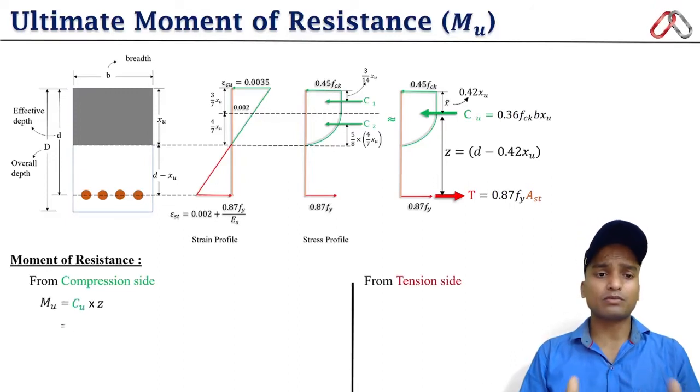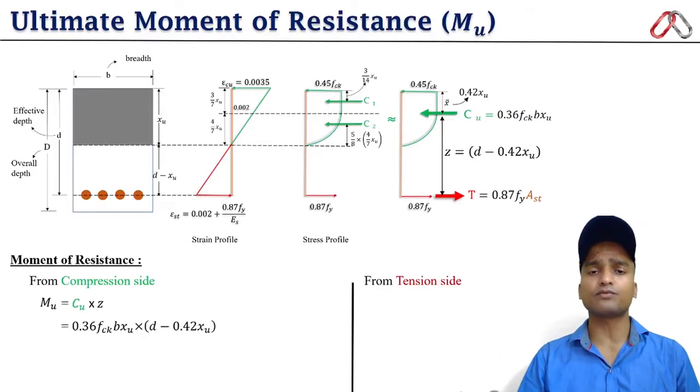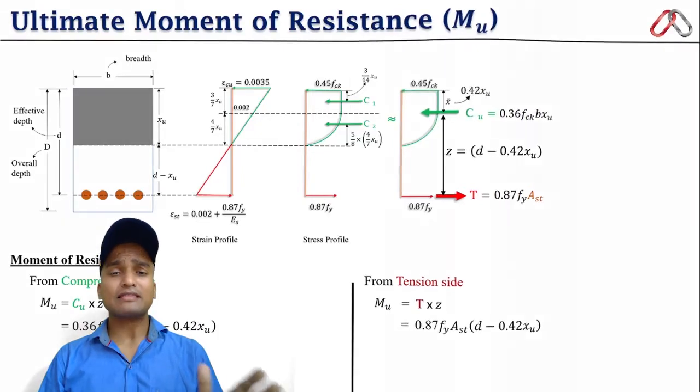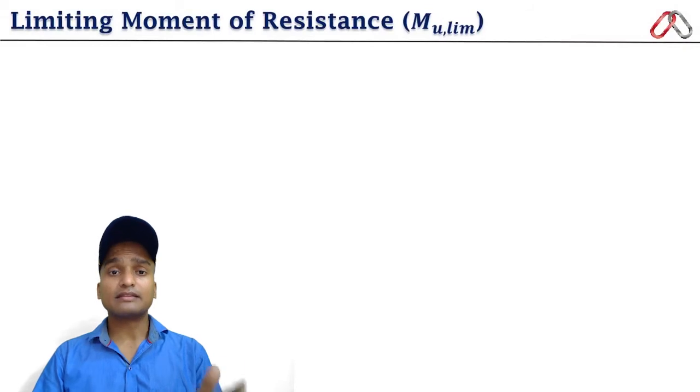And the calculation formulas are simply the compressive force multiplied by the lever arm, or the tensile force multiplied by the lever arm. So this is very easy to calculate. And then we also calculate the limiting moment of resistance, and this is represented by Mu limiting. Now you will say, what is the difference between Mu and Mu limiting?